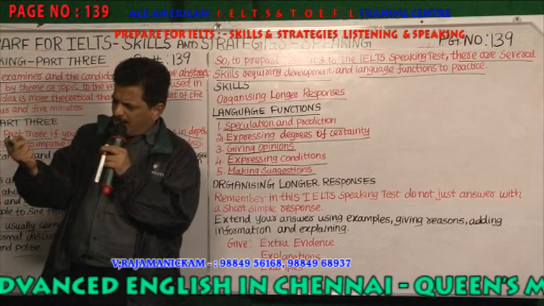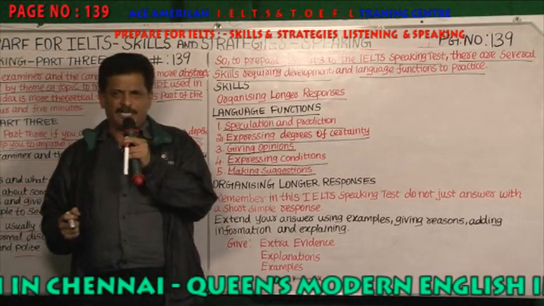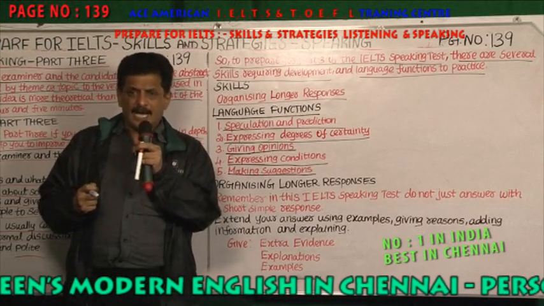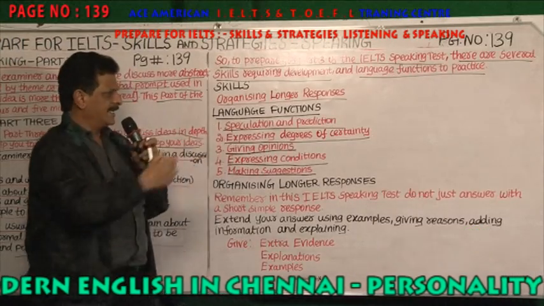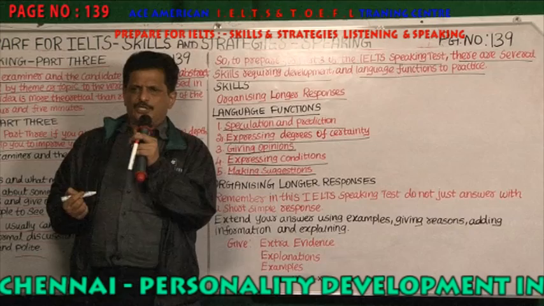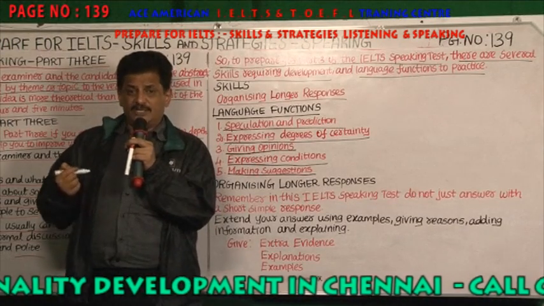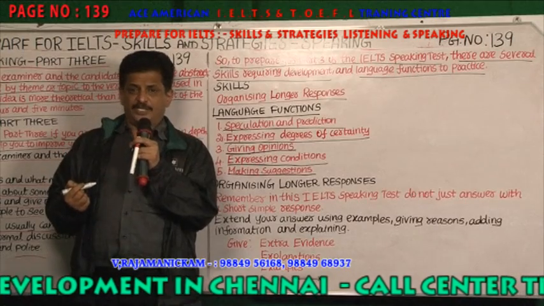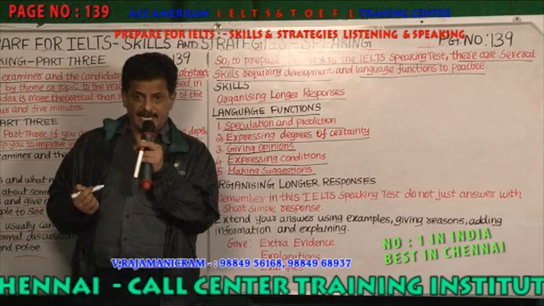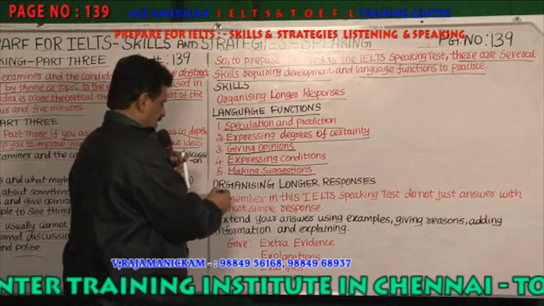This is what gives you a high score in English speaking. I know people may be very good in English speaking. Their language may be good. But unless you use all these language functions, it is not possible to get a good score. It is easy to get 95% or 98% to an extent, maybe 8.5 also in the speaking task, when you use all these functions. So, organizing longer responses.